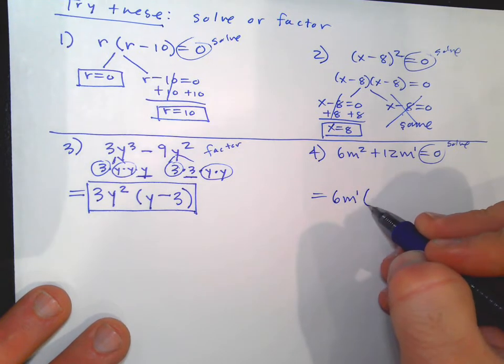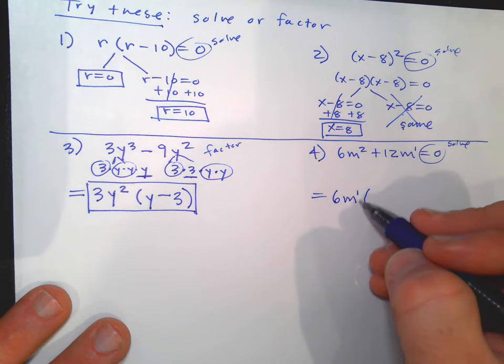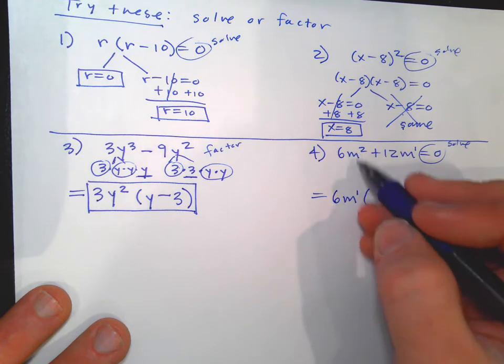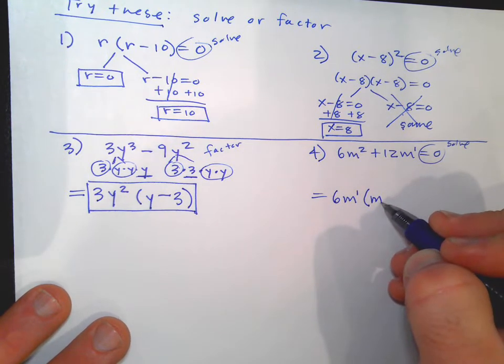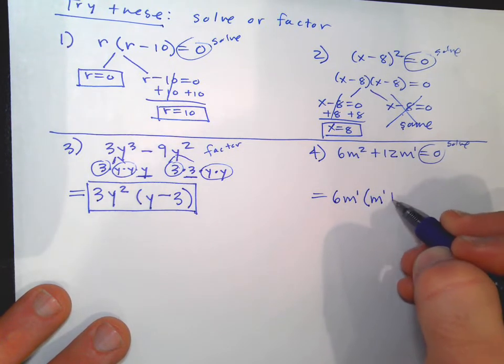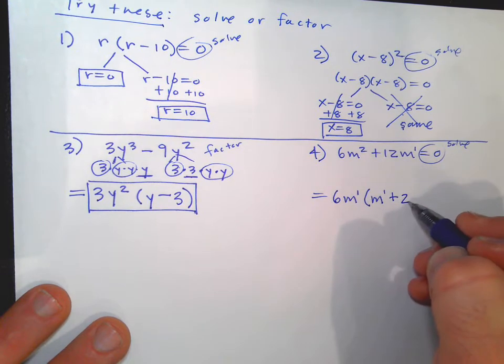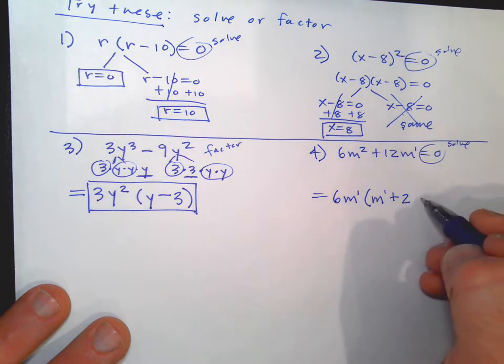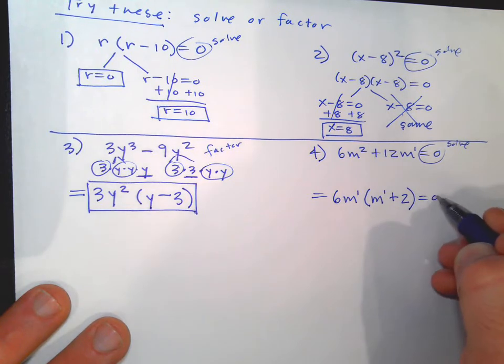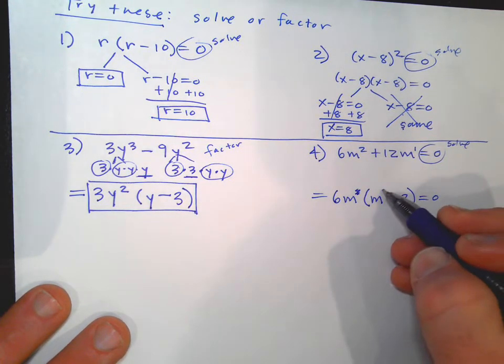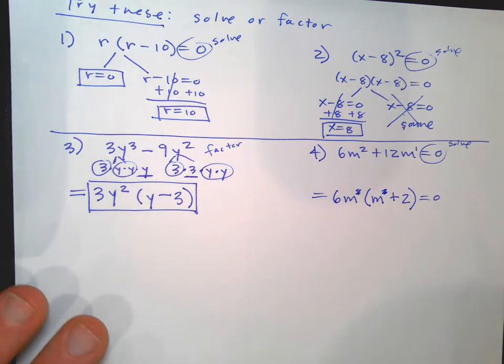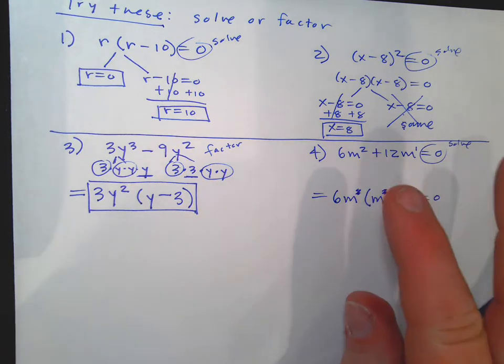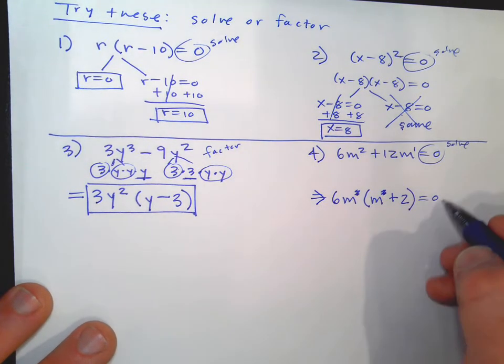Parentheses, what would be left? 6m squared divided by 6m. Well, 6 divided by 6 is 1. M squared divided by m is m to the first. Plus 12 divided by 6 is 2. M divided by m is 1. We don't need to write it. We don't need to write the ones either. We usually don't, but that's what it means. Now it's factored. Okay, equal 0 should be down here.